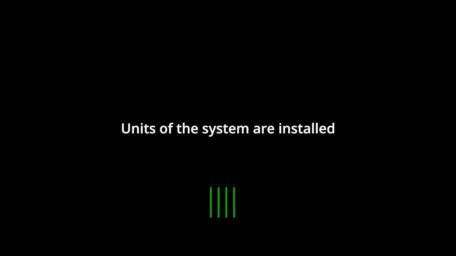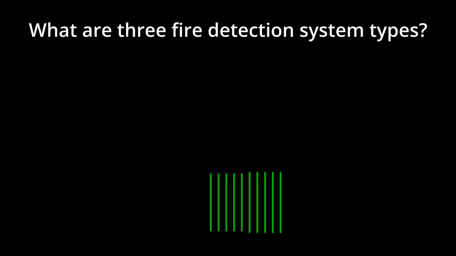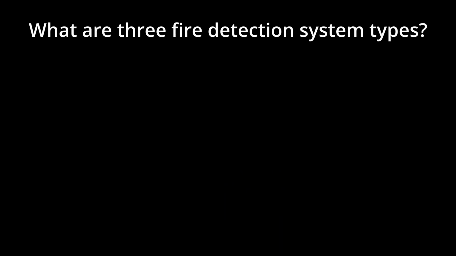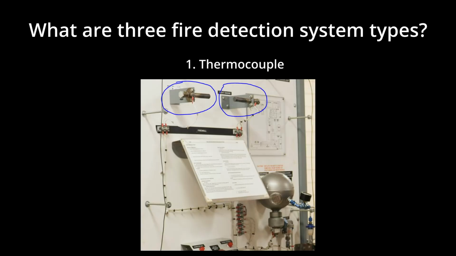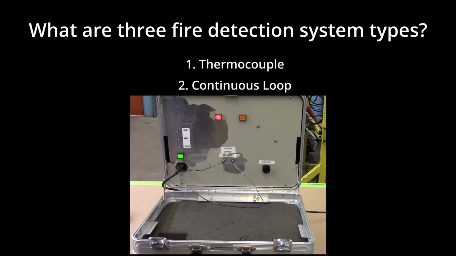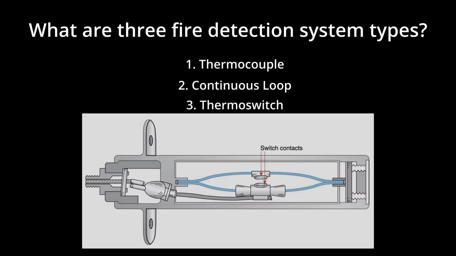A fire detection system should signal the presence of fire. Units of the system are installed in locations where there are greater possibilities of a fire. What are three detection system types? Thermocouple, continuous loop, thermal switch. Thermal switch.